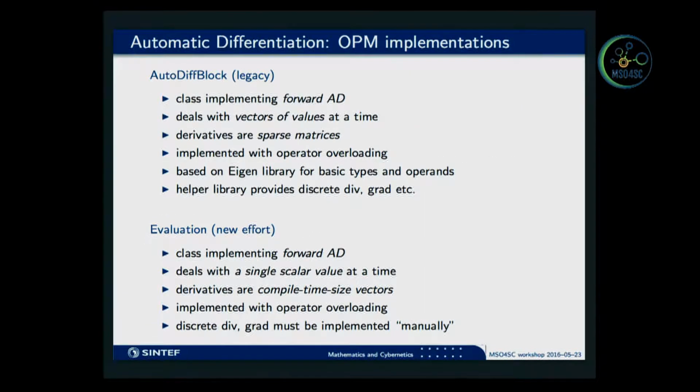And finally, a few notes about the implementations in OPM. We have a legacy implementation doing this in a vectorized fashion, and a new effort which does it one single scalar value at a time. It's simpler code in itself, and we do this because it turned out this gave much better cache performance, so it was more efficient. So we switched to that one.